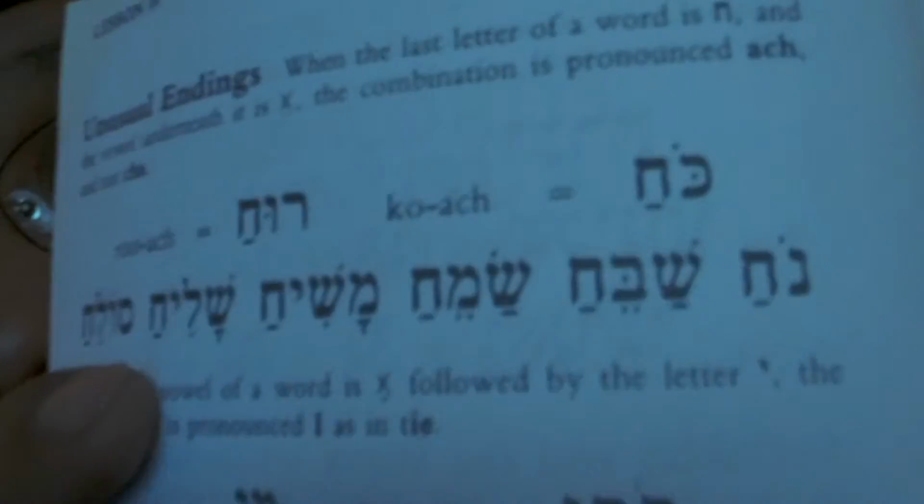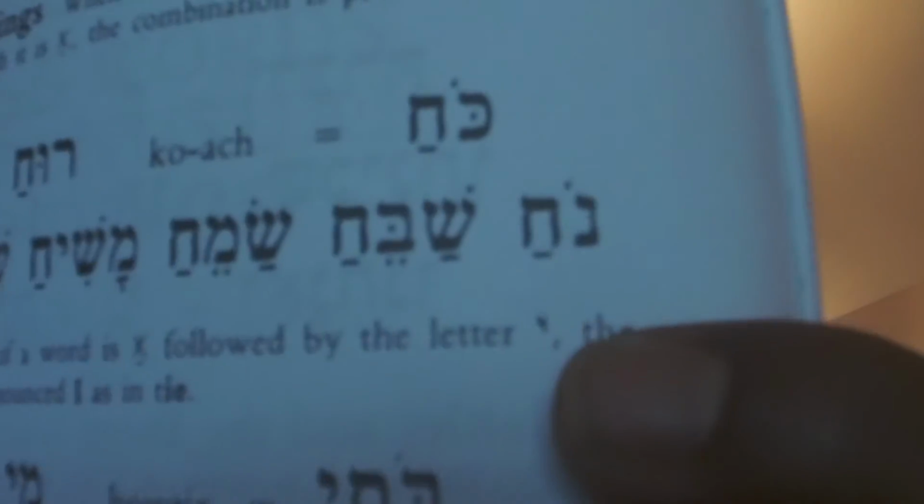It is when the last vowel of a word is the horizontal line, followed by the letter yod, which is right there, just the apostrophe. You've seen a yod before, yod hey vav hey. So when the last vowel of a word is the horizontal line followed by the letter yod, the combination is pronounced I, as in tie.